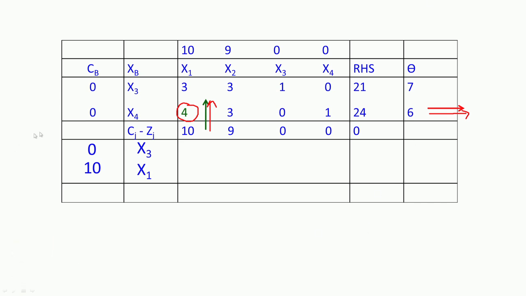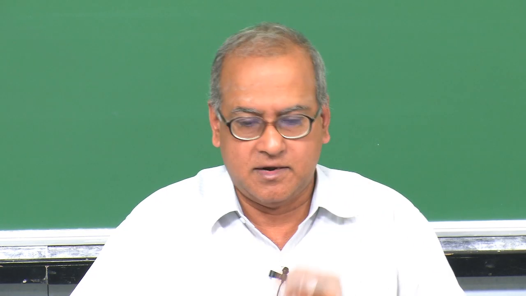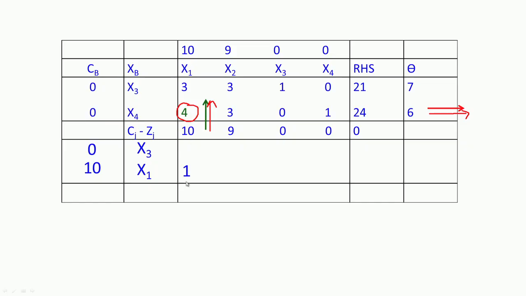So now take the pivot row and divide every element of the pivot row by the pivot element. So 4 by 4 is 1, 3 divided by 4 is 3 by 4, 0 divided by 4 is 0, 1 divided by 4 is 1 by 4, and 24 divided by 4 is 6. You will also observe that you have already written this 6 here, and the same 6 will come because this 6 is also 24 divided by 4. So we have now rewritten the pivot row in terms of x1.